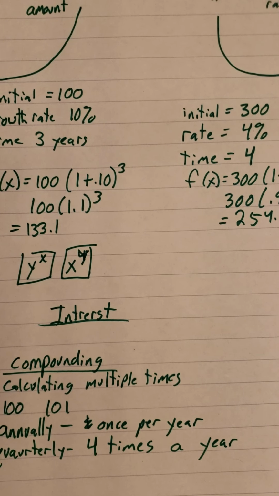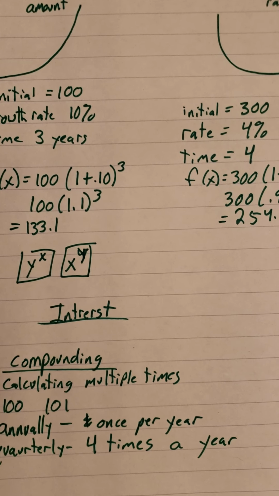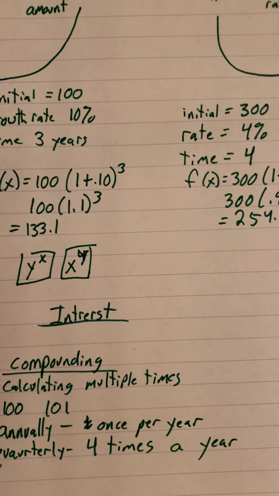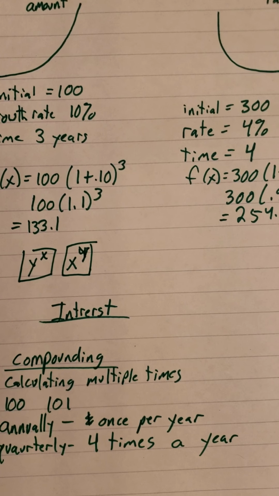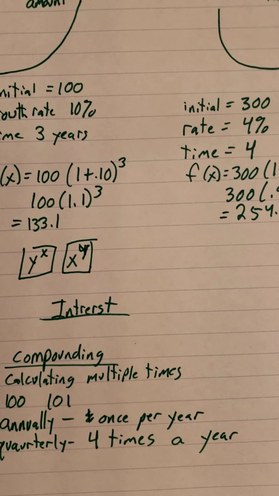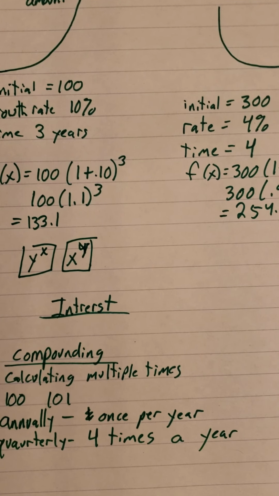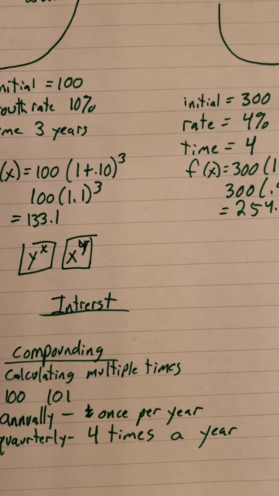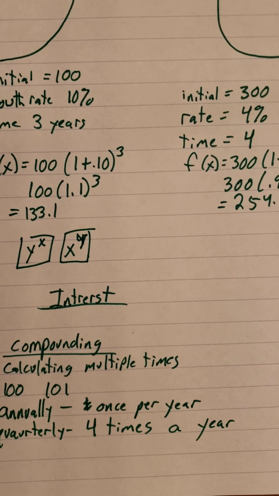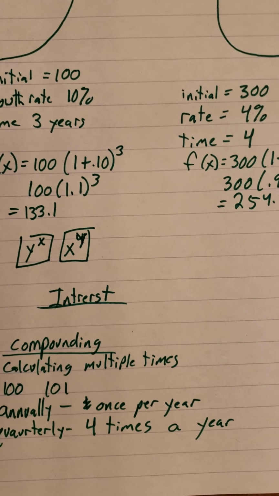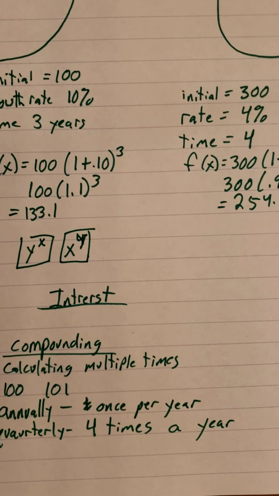So basically, every 3 months or so they're going to calculate your interest. The more times they're compounding it, the higher the amount of interest is going to be. So if you're earning money, you want them to compound it more times because that's going to get you more interest that they're going to pay you. If you have a loan, you don't want them to compound it more because that means you're going to end up paying extra interest because they're calculating the interest off of the old interest.